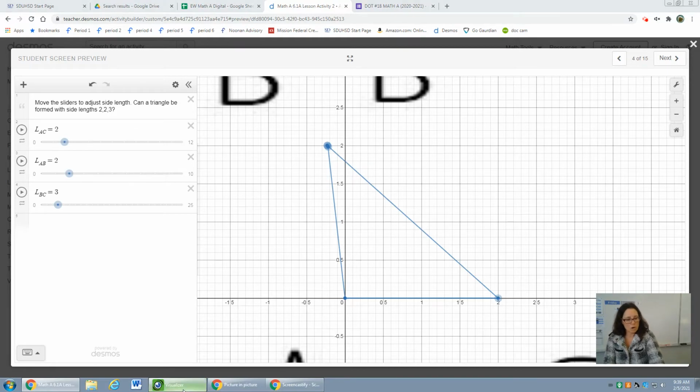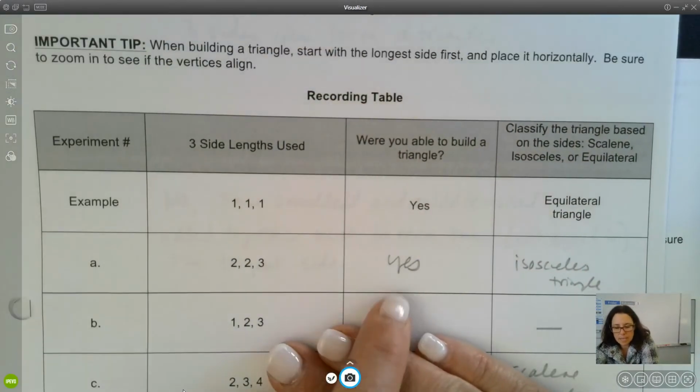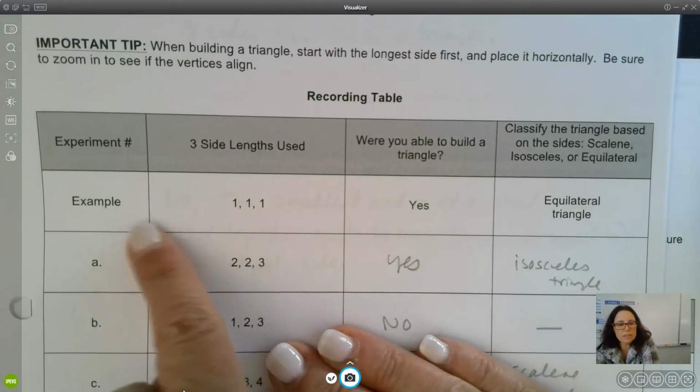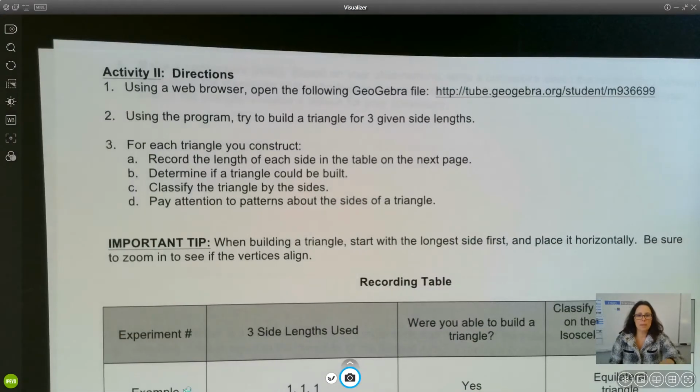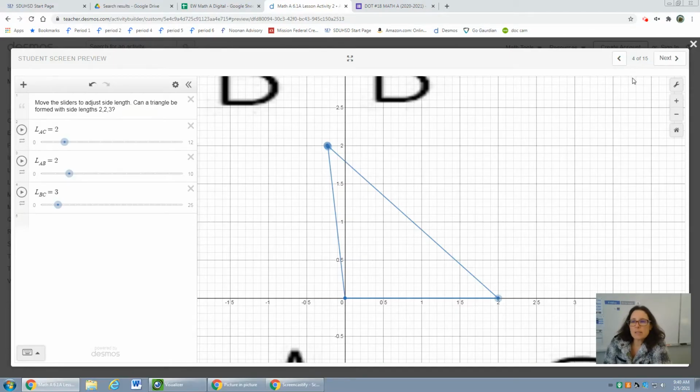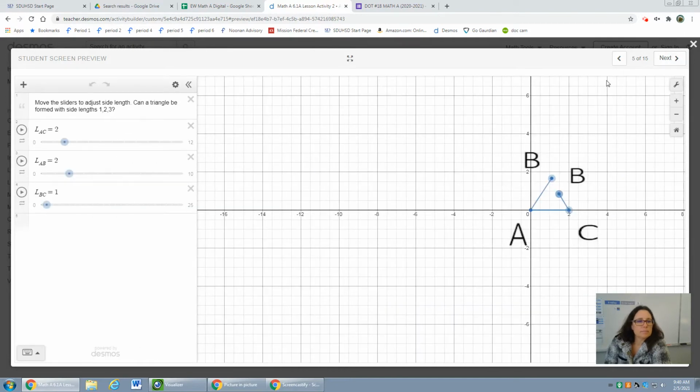Okay, so you are writing yes, isosceles triangle in this row. Okay, the next one we're going to do is this 1, 2, 3. All right, next slide. Can a triangle be formed with side lengths 1, 2, 3? So let's make this one a 3. So I've got side lengths 1, 2, 3.